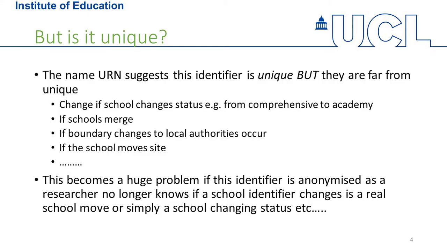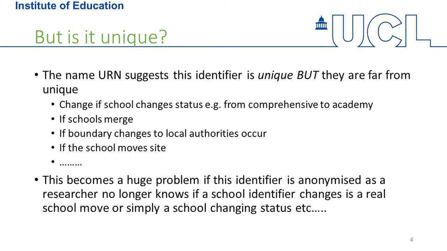So it is far from unique. When you anonymize this data, particularly if you're using this data longitudinally, you might see a person changes school because their anonymized, pseudonymized school identifier changes, and it might not be real. Or it might be for a specific reason, but you will never be able to find out why. It's a pseudonymized identifier.